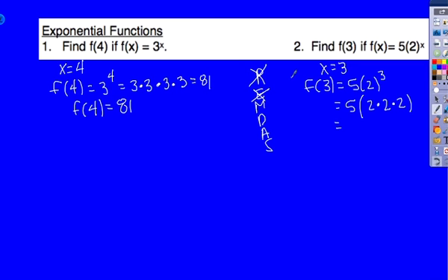Now I'm going to multiply or divide left to right, whichever one comes first. So in our problem, I see 5 times 2 times 2 times 2. So now I'm going to go back, and now I've got a set of parentheses I can actually do something with. So in those parentheses, I'm going to say 2 times 2 is 4. 4 times 2 is 8. So then I'm going to say 5 times 8 gives me 40, which means that f of 3 equals 40.